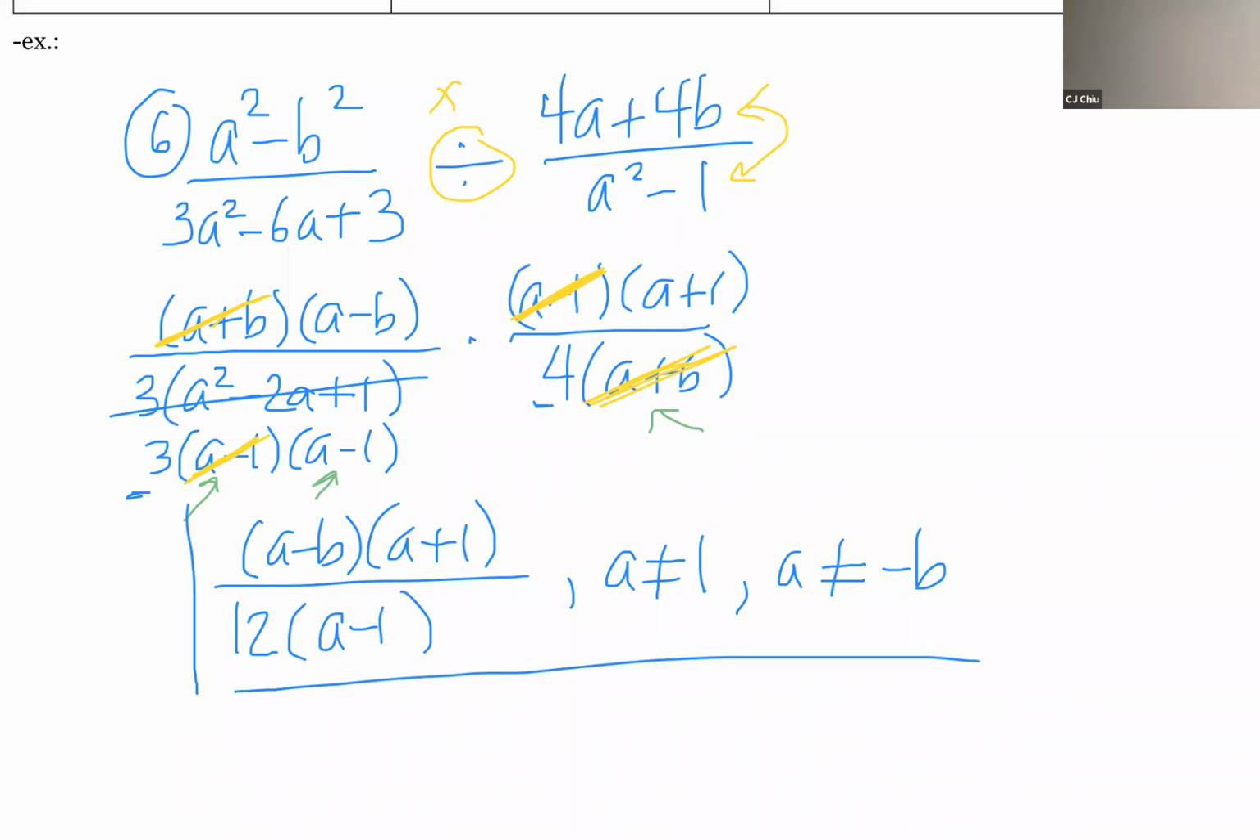So there you go. If the excluded values don't really make sense, let's talk about that in class, okay? But hopefully the canceling and the factoring and the canceling is okay. And that's it.